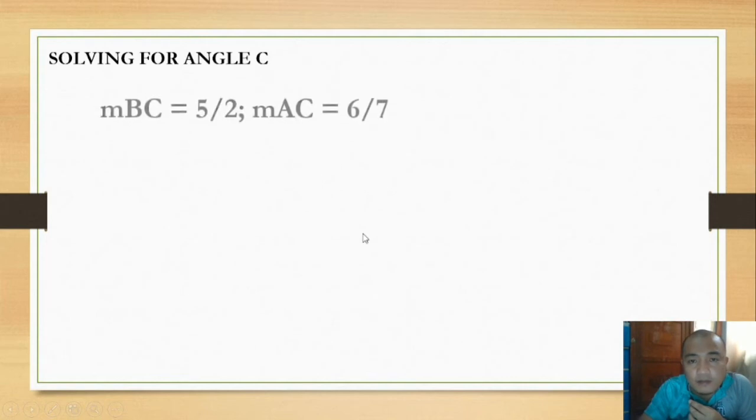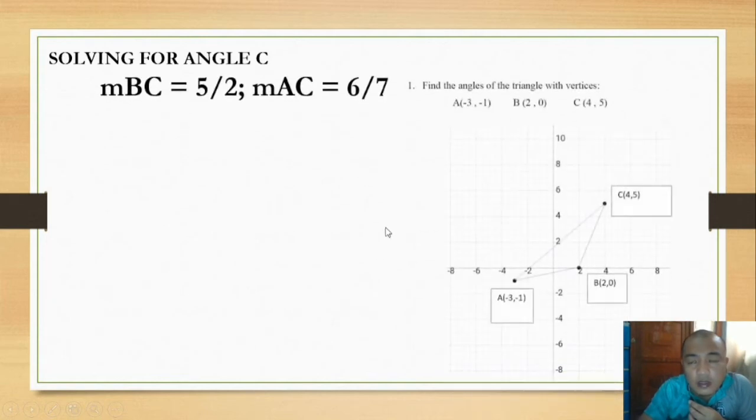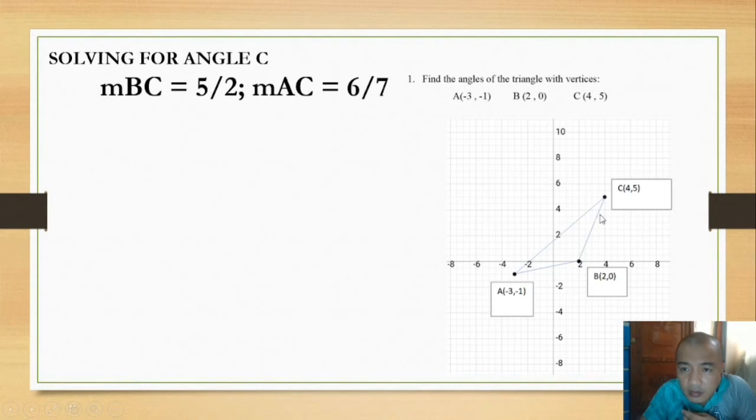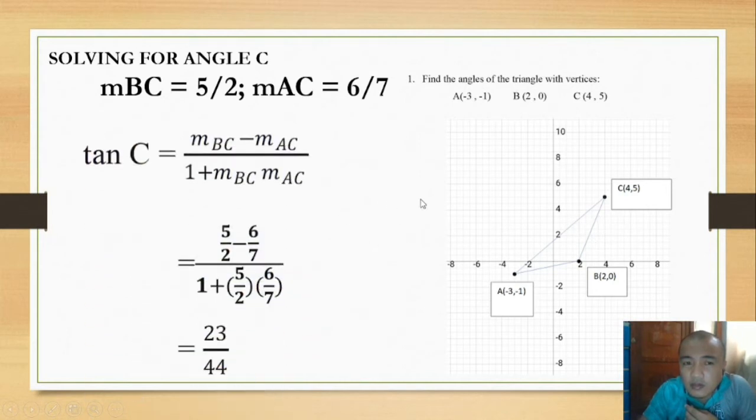Solving for angle C. Okay, what are the sides involved for angle C? Yes. Sides involved are AC and BC. So, pag counterclockwise, will be our formula now. So, BC is our line 2 and AC is our line 1, kasi counterclockwise. So, start tayo sa AC papuntang line BC.